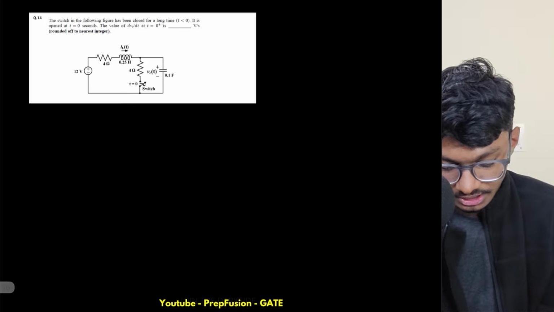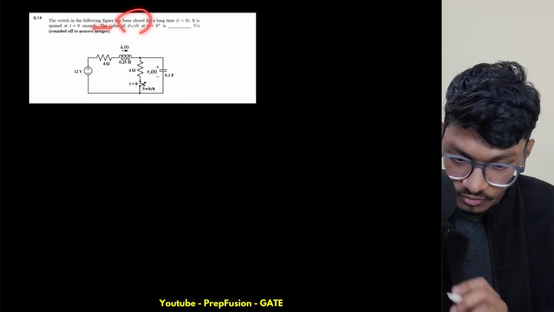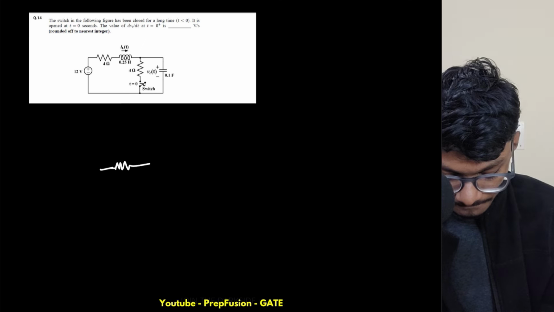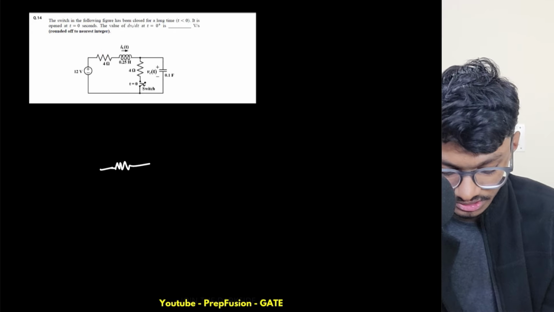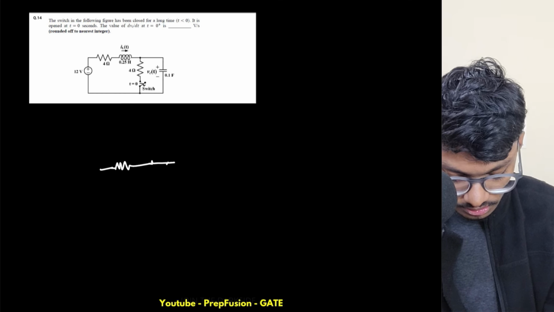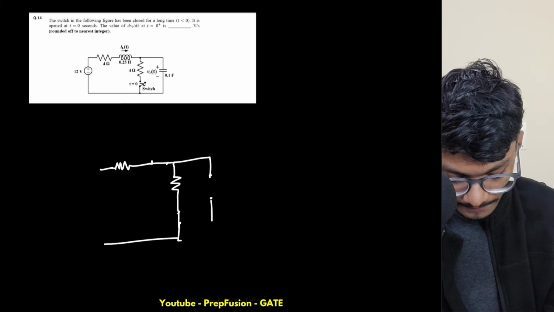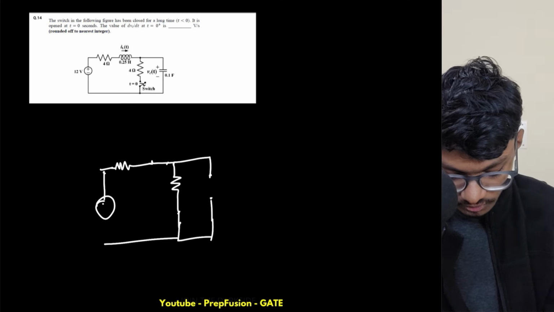Now let's go to the next question. Again, a pretty basic question. You have been given a circuit and it is told that the switch in the following figure has been closed for a long time. So for t less than 0, the switch is closed for a long time. Let me draw the circuit for t less than 0. For t less than 0, it has reached steady state, so the inductor will be a short circuit. The switch was closed, and at steady state the capacitor will be an open circuit. This is 12 volts.